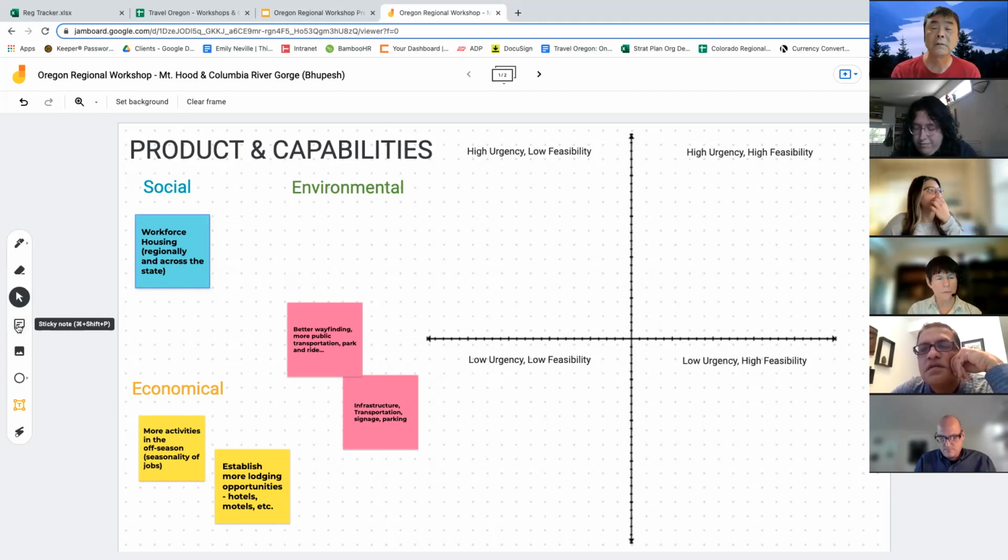One thing we've seen emerge throughout the pandemic is that certain activities and destinations in Oregon and in the state of Washington have become by reservation and permit only.